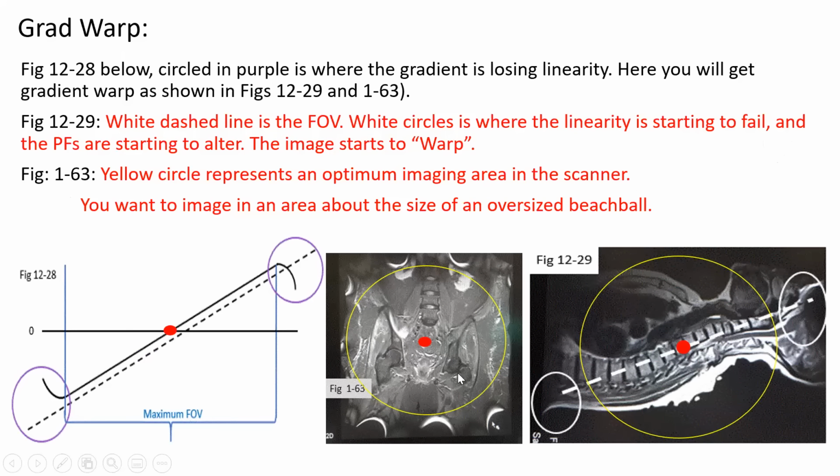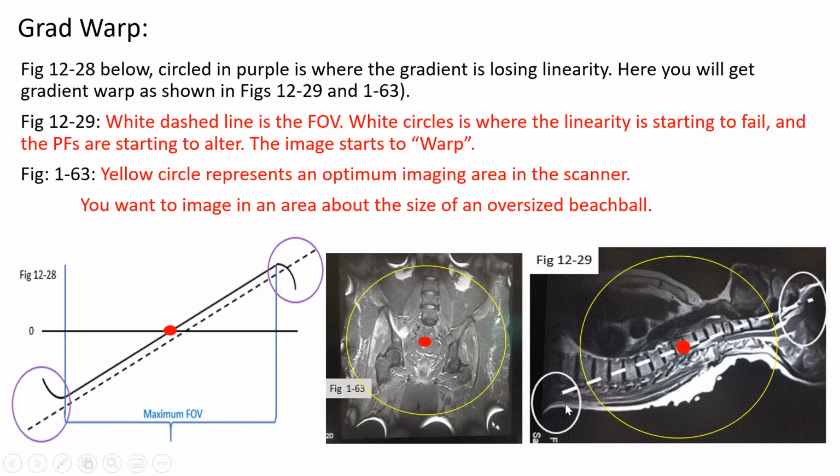I don't remember. But anyway, I put that circle there because ideally when we are imaging, we want to keep our field of view within something about the size of an oversized beach ball. You don't want to be imaging way off close to the bore, top of the bore, or the sides. You want to keep it in the middle. So when the field of view is too big, you start to lose linearity on the edges. That's what this artifact is, way out here.